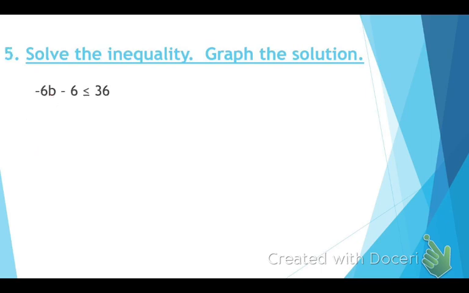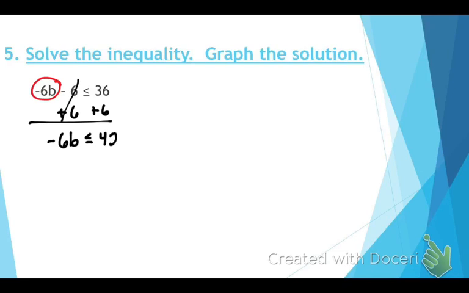All right, problem number 5, we're going to do it the same exact way. Solve the inequality and then graph the solution. Okay, so we always want to add or subtract first. So I'm going to add 6 on both sides. Here's where a lot of people are messing up. They are not dropping down the negative. You want to make sure you drop down the -6b. Drop down your sign.